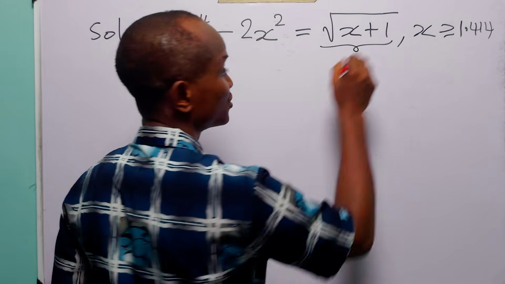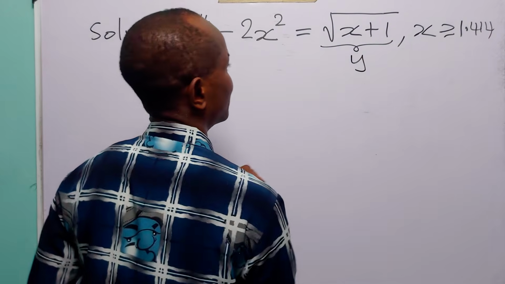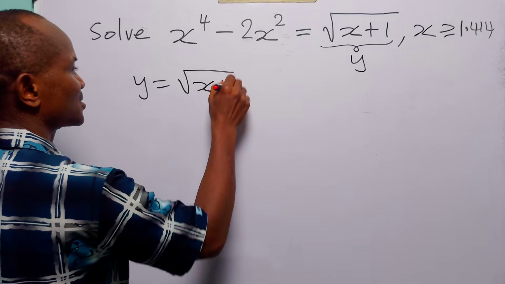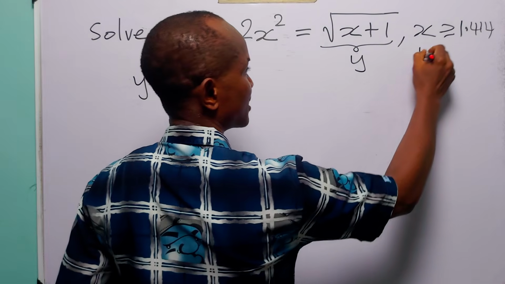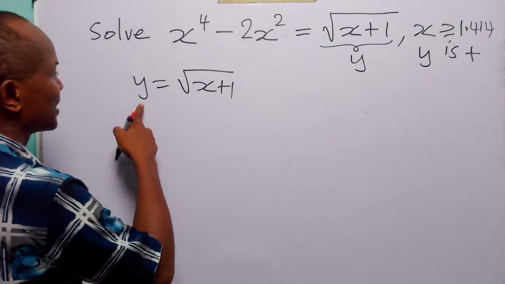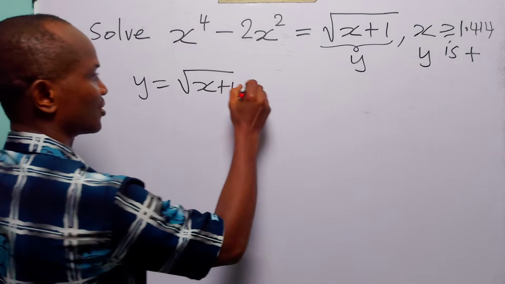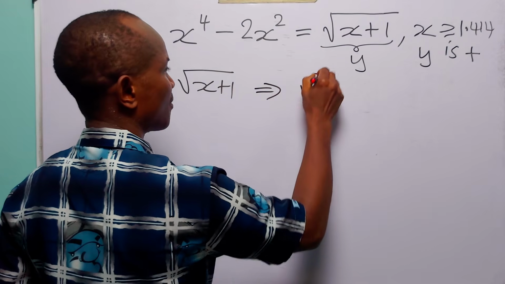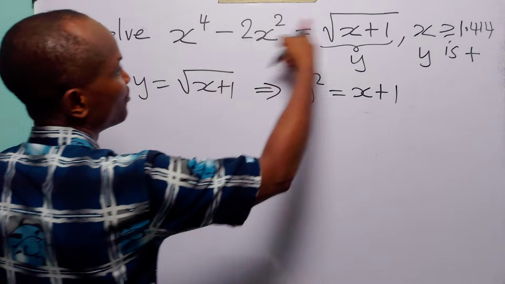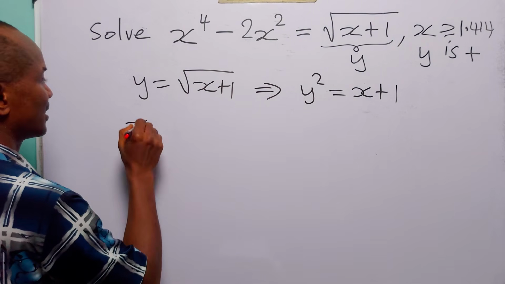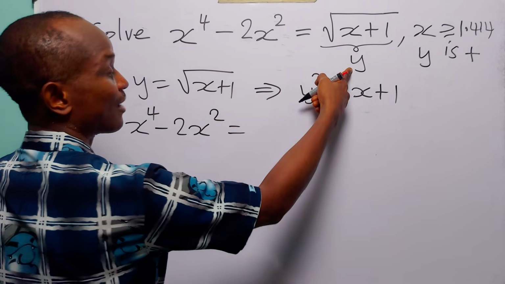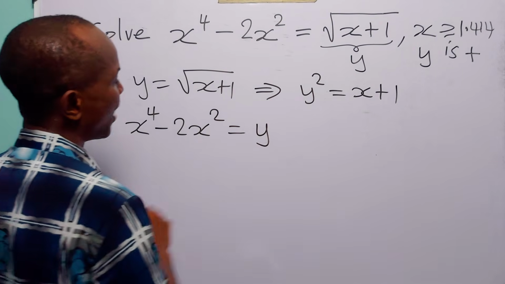Let us call the square root of x plus 1 y. So we have that y is equal to the square root of x plus 1. Of course, you know that y must be positive. Now, when we square both sides of this equation, we have that y^2 is equal to x plus 1. Now, from the original equation, we have that x^4 - 2x^2 is equal to y.